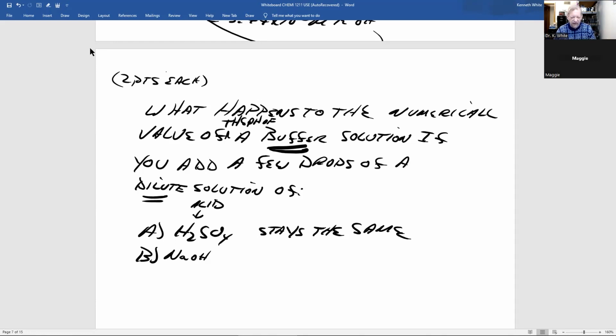Now, let's look at B. What happens to the numerical value of the pH of a buffer solution if you add a few drops of a dilute solution of NaOH? Well, this is a base. However, we have a buffer solution. When you add a small amount of an acid or base to a buffer solution, what happens to the pH? It stays the same.